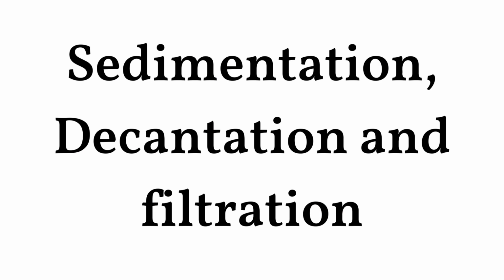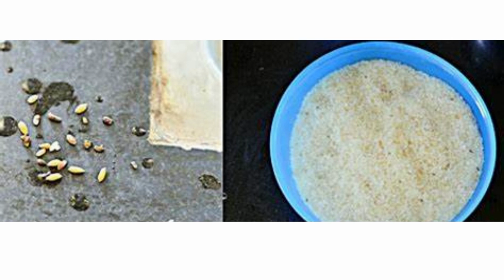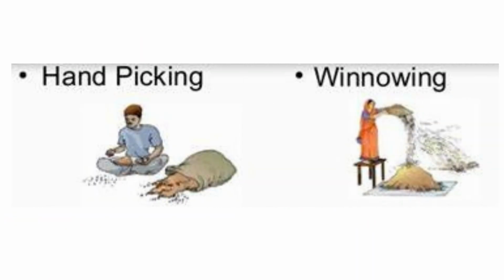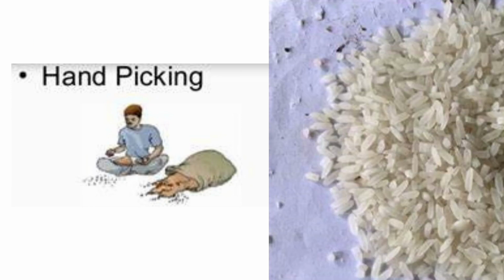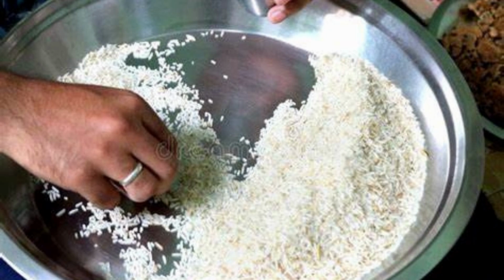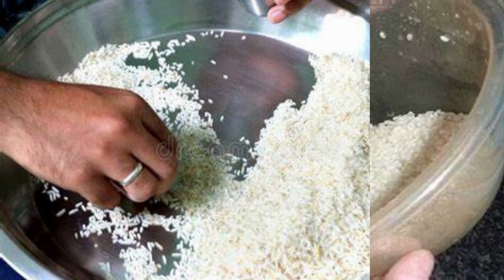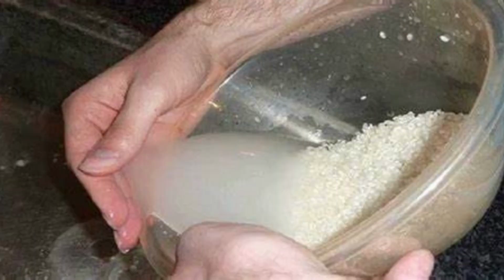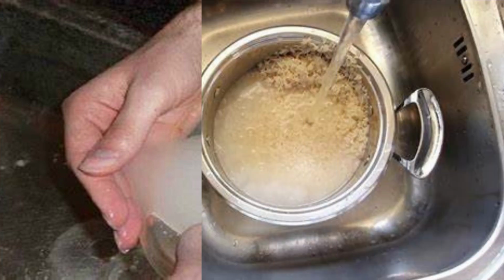Sedimentation, decantation and filtration. Sometimes it may not be possible to separate components of a mixture by winnowing and hand picking. For example, there may be lighter impurities like dust or soil particles in rice or pulses. How are such impurities separated from rice or pulses before cooking? Rice or pulses are usually washed before cooking.